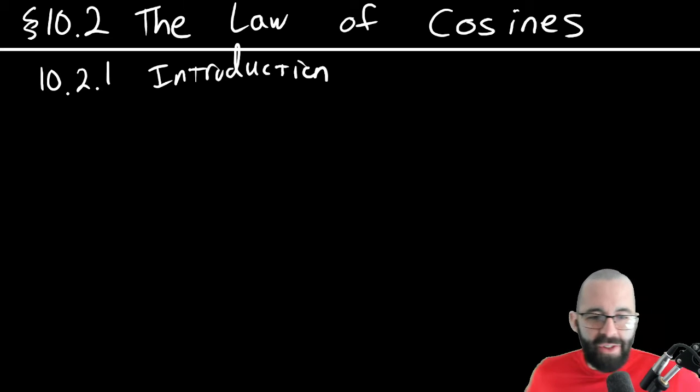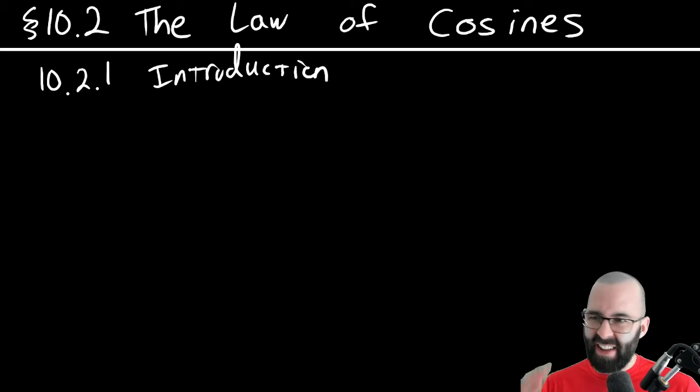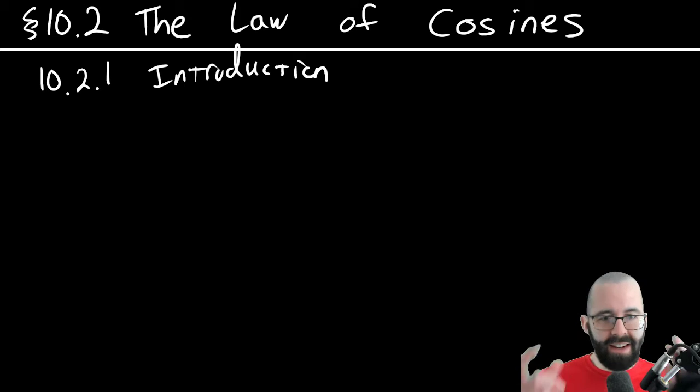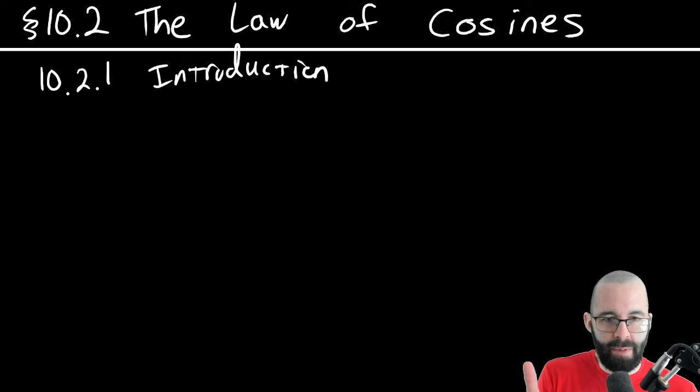All right, so we talked about the law of sines and we had that ambiguous case. The law of sines looked really nice, but solving some of the problems was a little trickier. The law of cosines is kind of going to be opposite. It's a little messier to look at the formula, but it's a lot nicer to use.